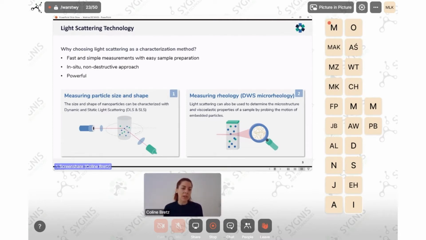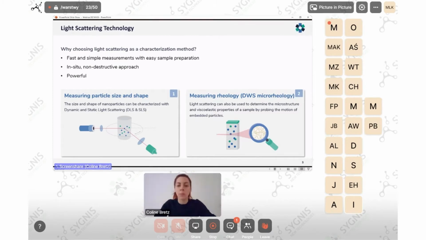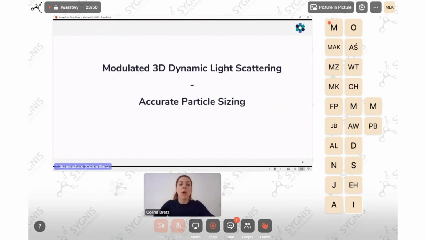There are two main applications of light scattering that I want to talk about today. The first one covers the measuring of particle size and shape, which one would do with dynamic and static light scattering, also called DLS and SLS. One can also use light scattering to determine the microstructure, diffusion of particles inside a sample, and probing its viscoelastic properties, effectively conducting contact-free rheology. I will talk about this in the second part of this presentation. I will start first with modulated 3D dynamic light scattering and how to perform accurate particle sizing.